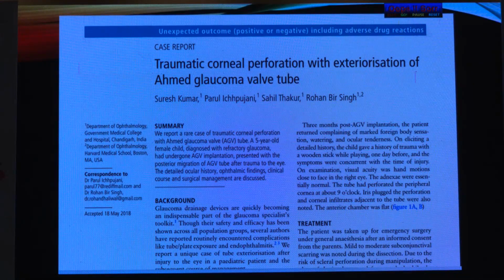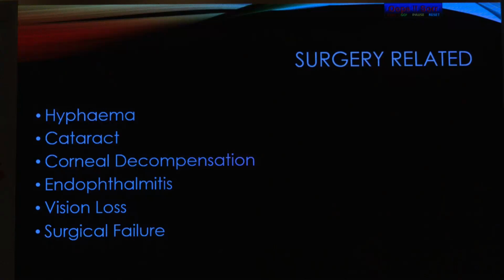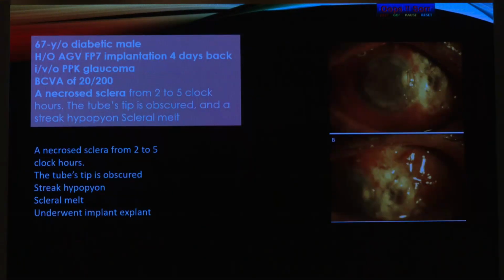One of our patients is a child who underwent AGV and had trauma, never informed the parents, and came with this picture. The tube had been extruded, and there was a patch of corneoscleral necrosis with iris prolapse. Then a 3 millimeter corneoscleral patch graft was done, the tube was cut, and the child did well after surgery. There could be surgery-related complications like hyphema, cataract, corneal decompensation, endophthalmitis, vision loss, and surgical failure of the implant. One of our patients had postoperative endophthalmitis. Unfortunately, we were not able to salvage the eye.